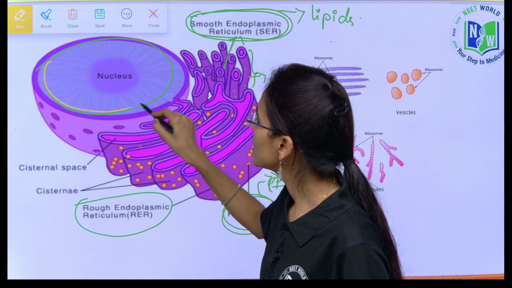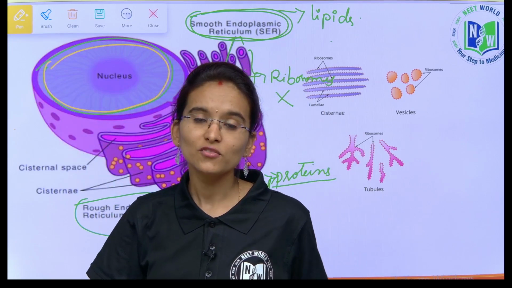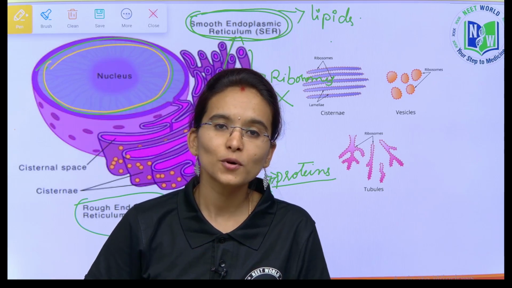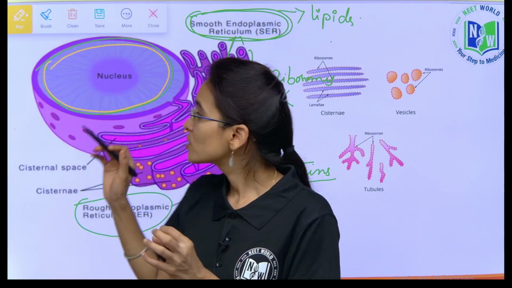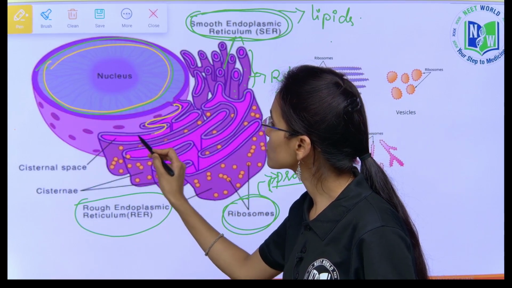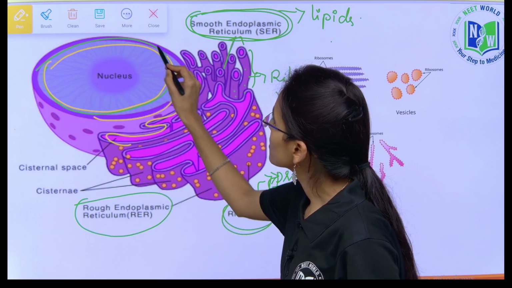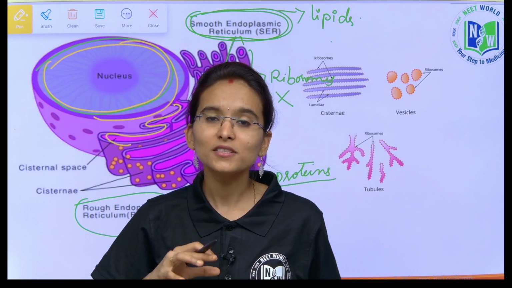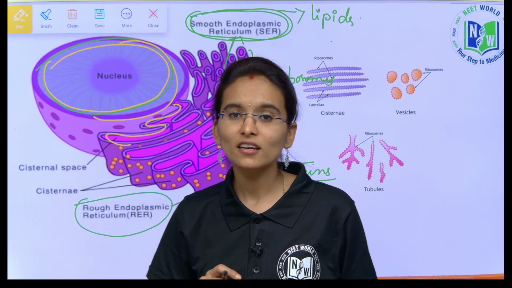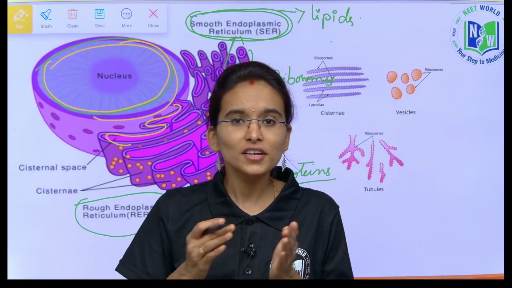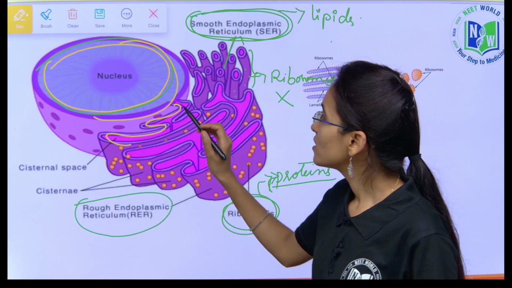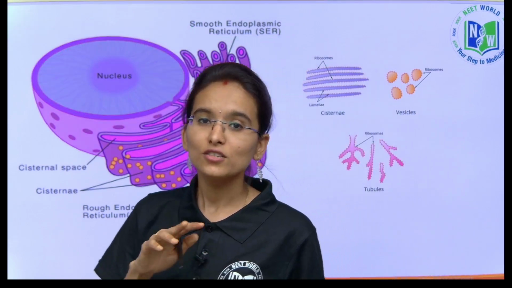As we have said, the endomembrane system contains the endoplasmic reticulum, Golgi bodies, and next lysosomes. This endoplasmic reticulum remains in close association with the nucleus, or sometimes the endoplasmic reticulum may completely cover the cell membrane, or it may be somewhat away from the cytoplasm inside the cell. Clear, children?